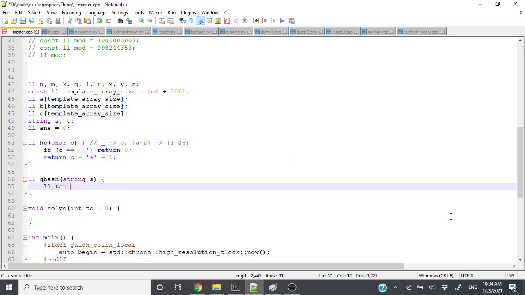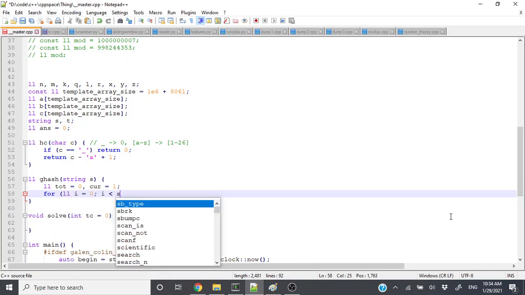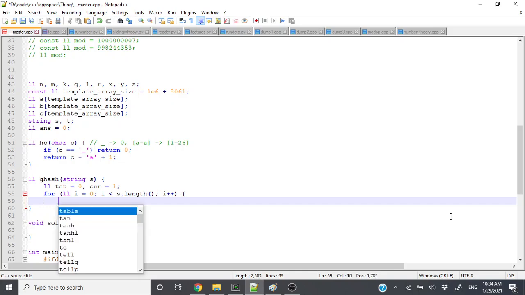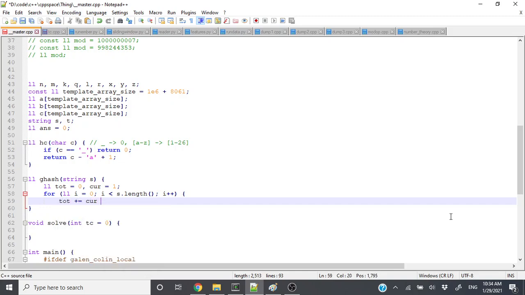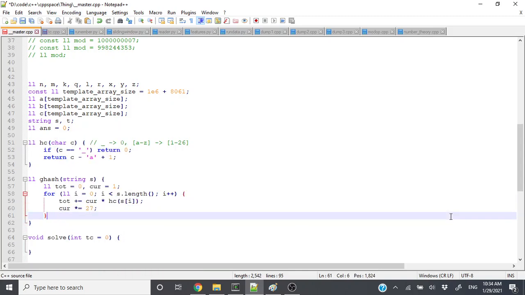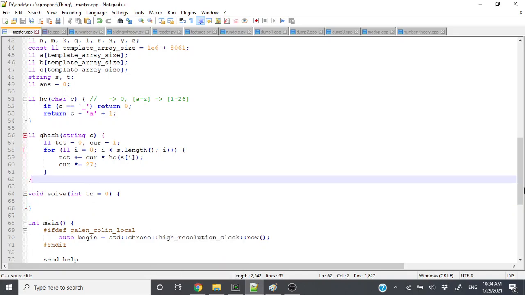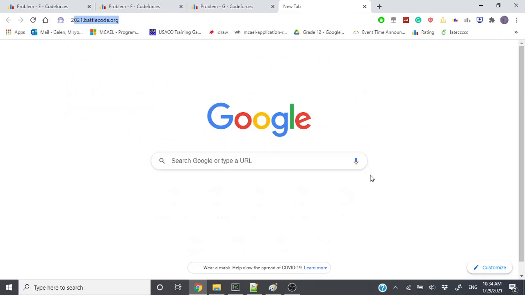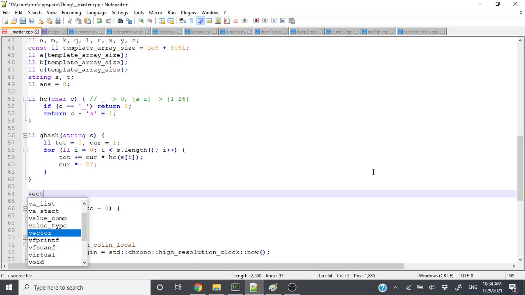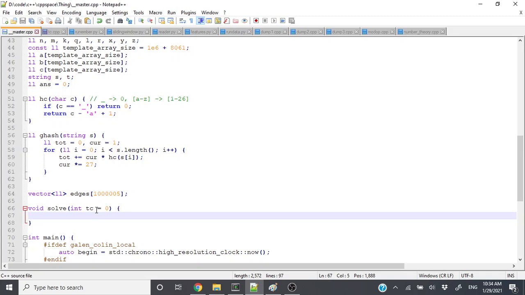So toad equals 0, cur equals 1. Toad plus equals cur times, and then cur times equals 27. It's like a polynomial hash, basically, just on this short string. And that makes it so we can, 27 to the fourth. Right, yeah. Just use a million, because why not?